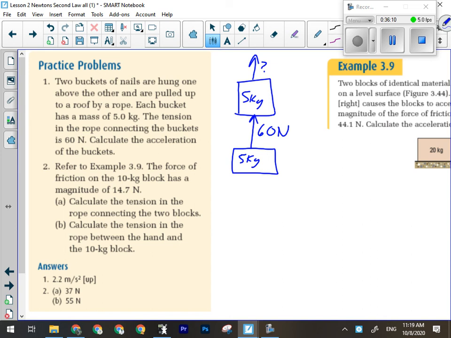So, how much force is acting down on this bucket? Or what force is acting down on that bucket? Gravity. Can I calculate how much gravity is acting on the bottom bucket? Yeah. I'm just going to go force of gravity equals m times g. 5 times 9.81 is 49.05 newtons. Can I calculate the net force on the bottom bucket?